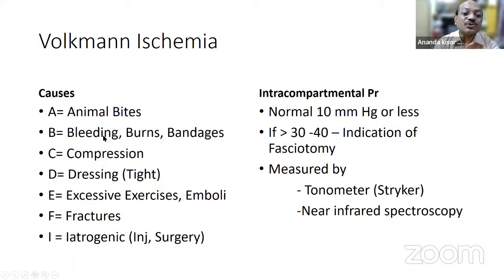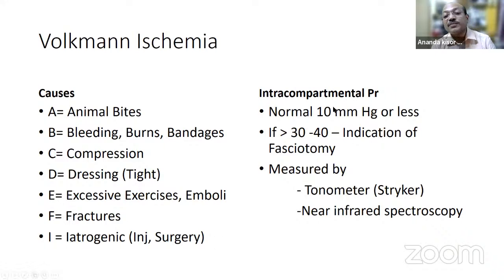Now, these are the questions that may be asked. I've kept it really deliberately. What are the causes of ischemia? There's A, B, C, D, E, F, and I. So A is animal bites. B is very common; A is relatively uncommon. B is for bleeding inside the compartment, burns, and tight bandages, severe compression, tight dressing, excessive exercise, emboli, fractures. That is the supracondylar fracture, fracture of the forearm, iatrogenic injection, and surgery.